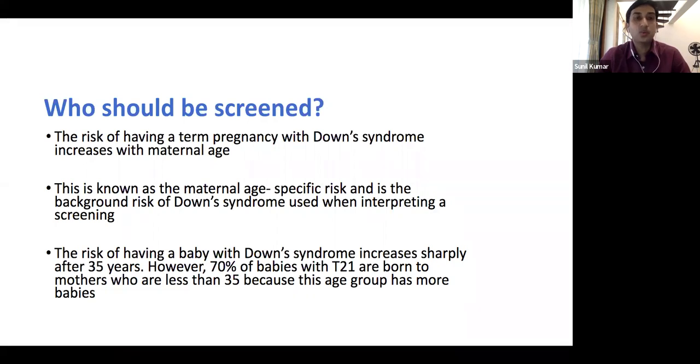Next question is, who should be screened? The risk of having a term pregnancy with Down syndrome increases with maternal age.